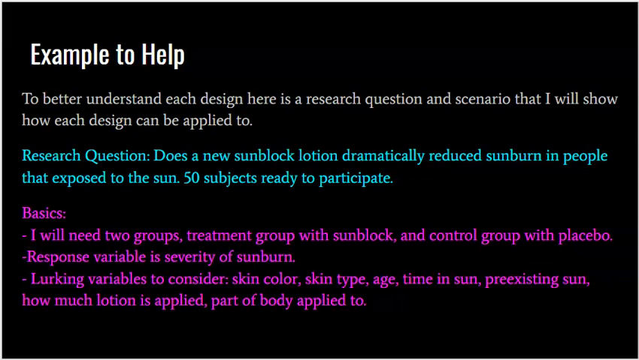I'm going to make sure that all 50 subjects don't have pre-existing sunburn. If I notice one of my subjects is already burnt from the sun, I'm just going to exclude them. I'm going to ask them to step away and not be part of the survey. Now, the other things like skin color, skin type, age, I can't control that stuff either.